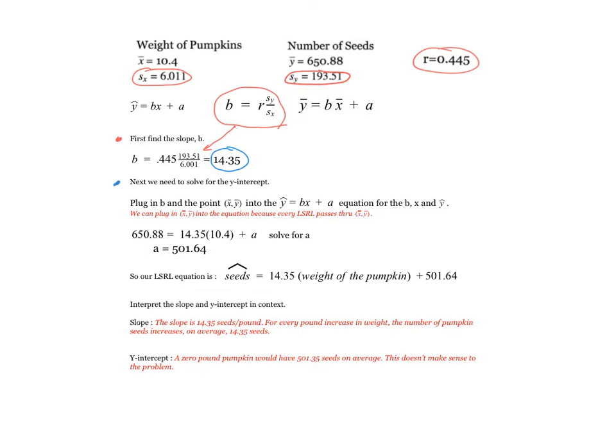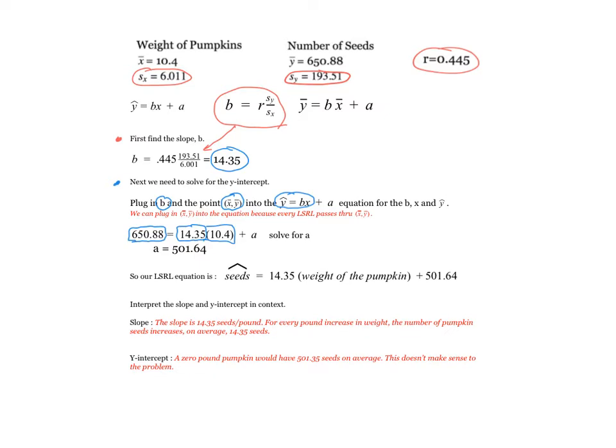And remember, what we're going to do is plug in b, the mean of the x's, and the mean of the y's for this part of the equation. Okay. And then I'm going to end up solving for a. So you can see here, this is the mean of the y's from above. This is the slope, and this is the mean of the x's.